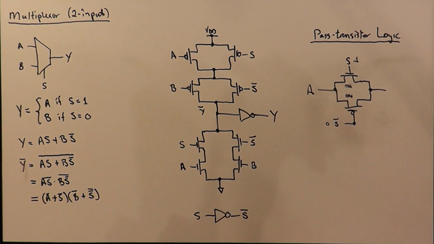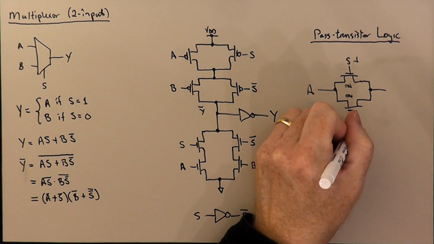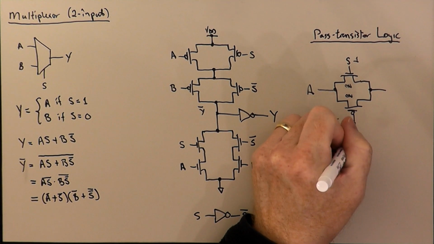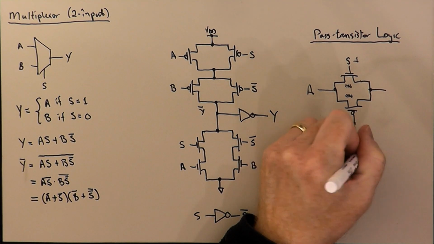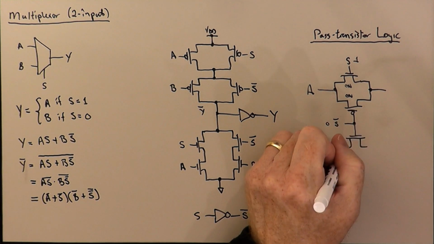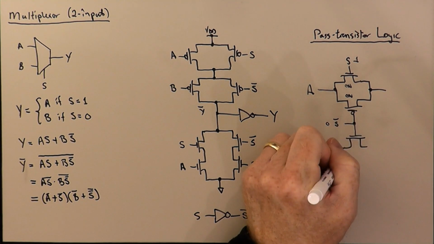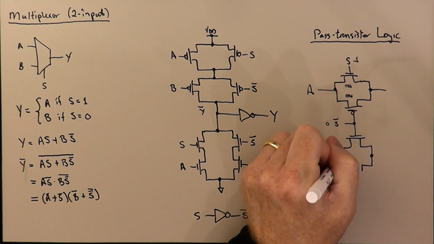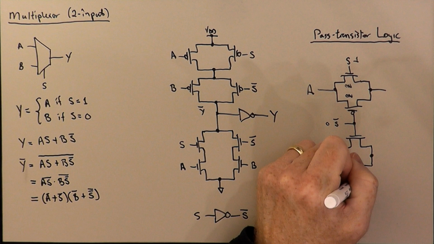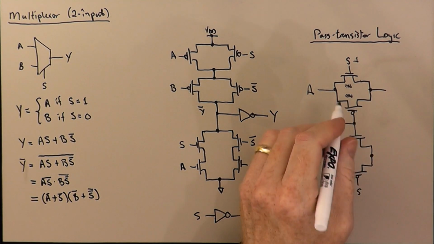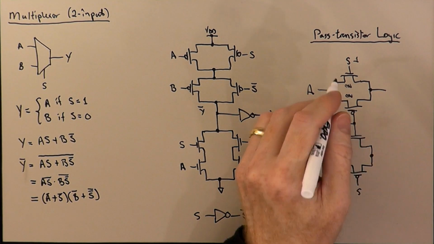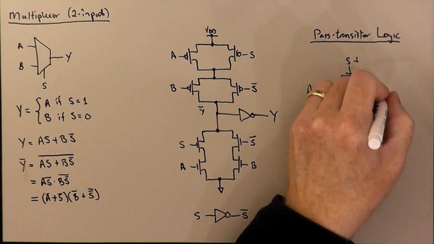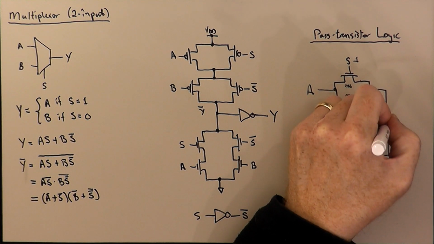And so we can complete our two-input multiplexer here by basically just doing the same thing. So here's our other NMOS transistor that's gated by S bar. We have a PMOS transistor here that's gated by S. And so here's B, and here's Y.